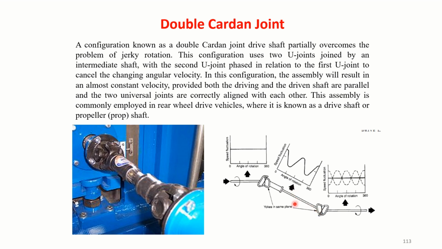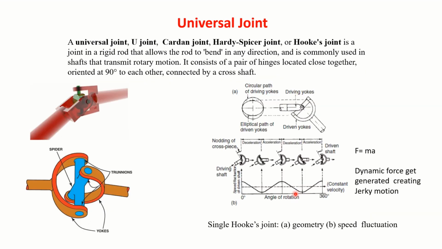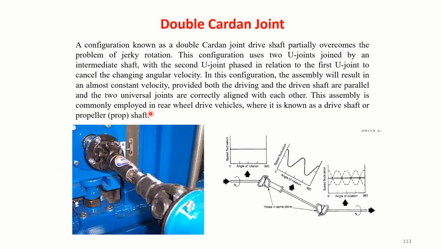Because rate of change of velocity is acceleration, and acceleration times mass is always a force. That's how this force comes into the picture. A configuration known as a double Cardan joint drive shaft partially overcomes the problem of jerky rotation. Whatever I explained, the same thing has been written over here.